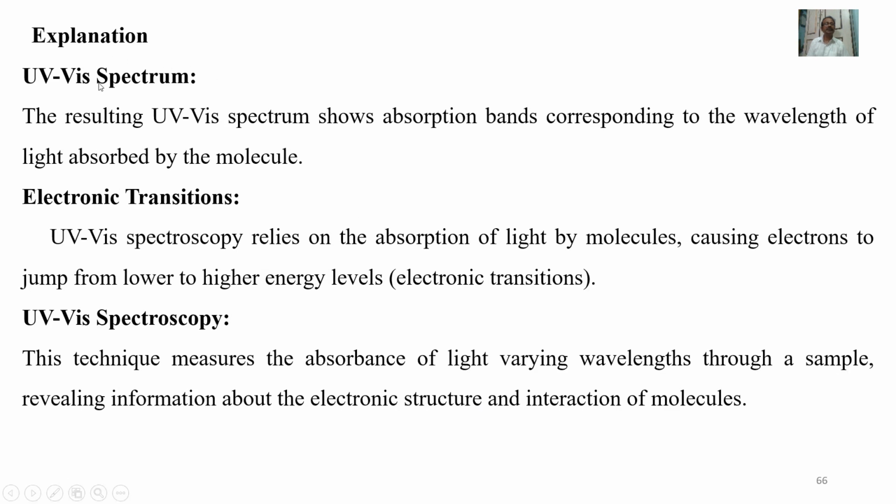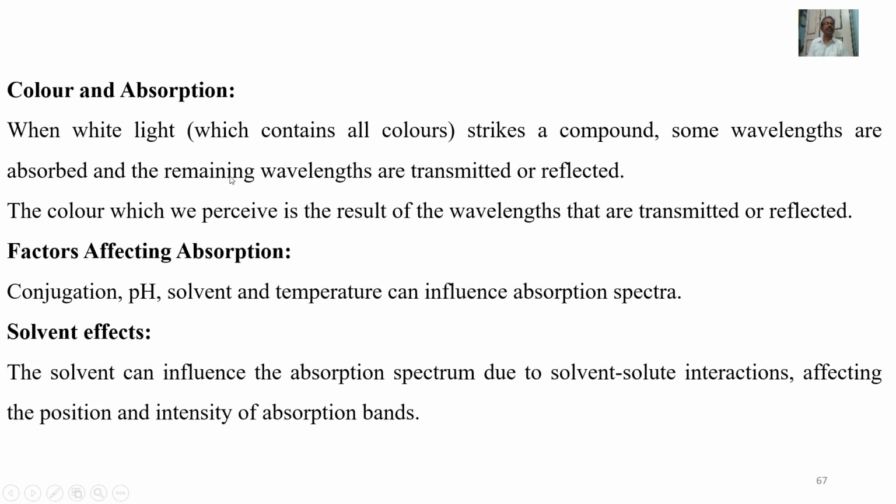UV-vis spectrum: the resulting UV-vis spectrum shows absorption bands corresponding to the wavelength of light absorbed by the molecule. Electronic transitions: UV-vis spectroscopy relies on the absorption of light by molecules, causing electrons to jump from lower to higher energy levels. This is what we call electronic transitions. This technique measures the absorption of light of varying wavelengths through a sample, revealing information about the electronic structure and interaction of molecules.